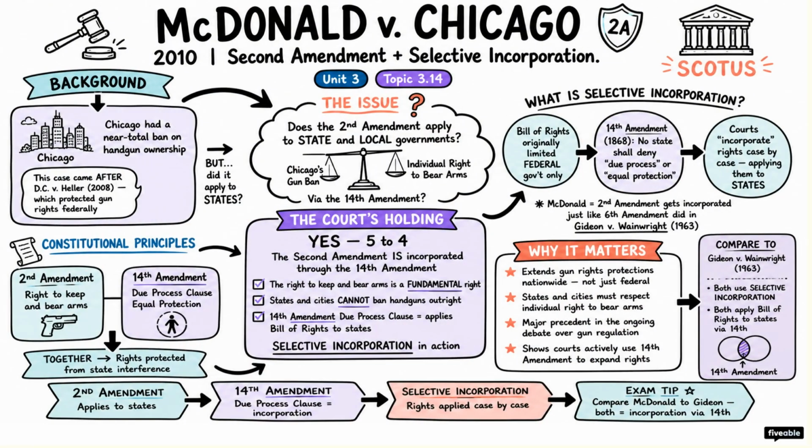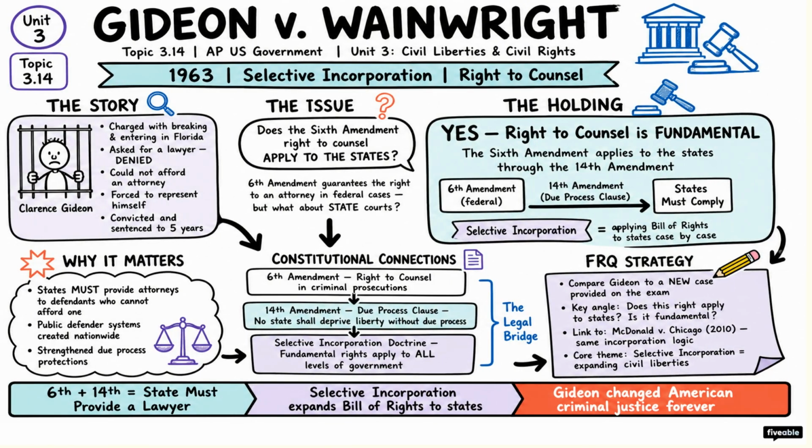McDonald versus Chicago incorporated the Second Amendment to the states via the 14th Amendment Due Process Clause. The court held that the right to keep and bear arms is a fundamental right, limiting state and local gun bans. Gideon versus Wainwright established that the Sixth Amendment right to counsel applies to state cases through the 14th Amendment's Due Process Clause. This requires states to provide attorneys to defendants who cannot afford one.